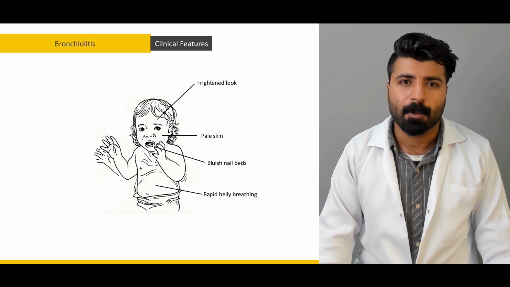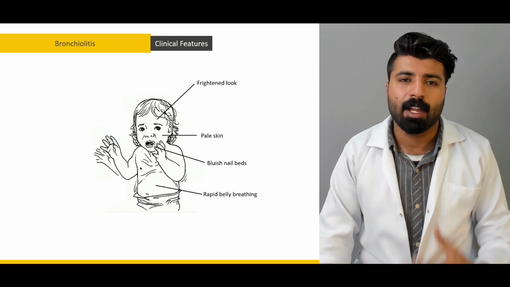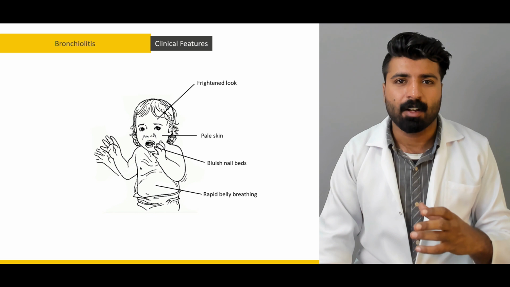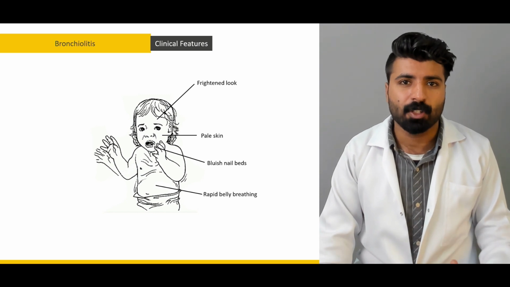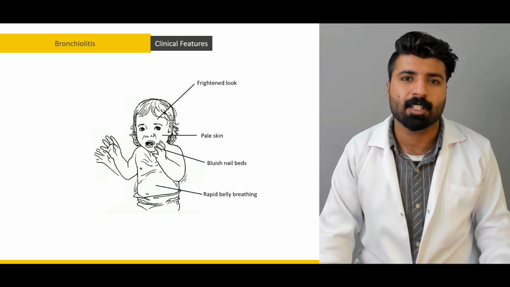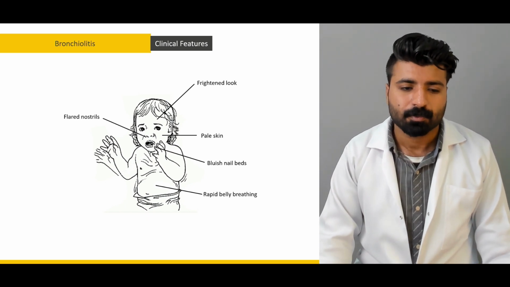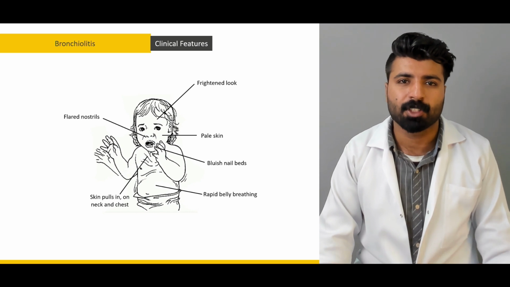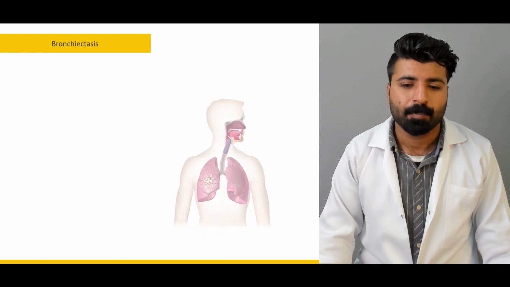Rapid belly breathing, because alveoli are going through atelectasis, and due to that, the body is going to use the accessory muscles to get that respiration going. Flared nostrils, and then there will be skin pulling in on the neck and chest. They all pull in because of atelectasis and all the pathological things going on inside the lungs.